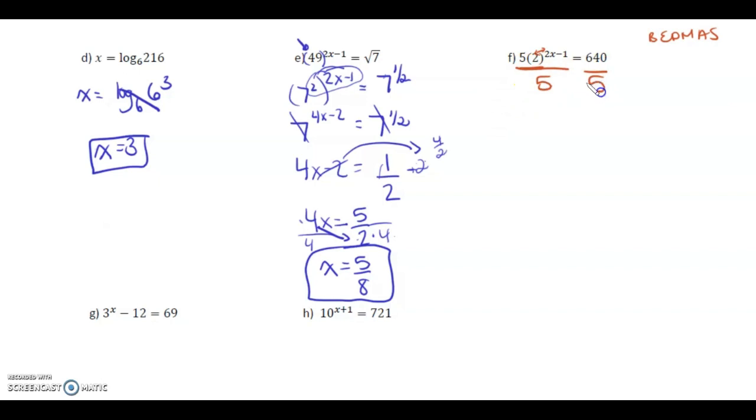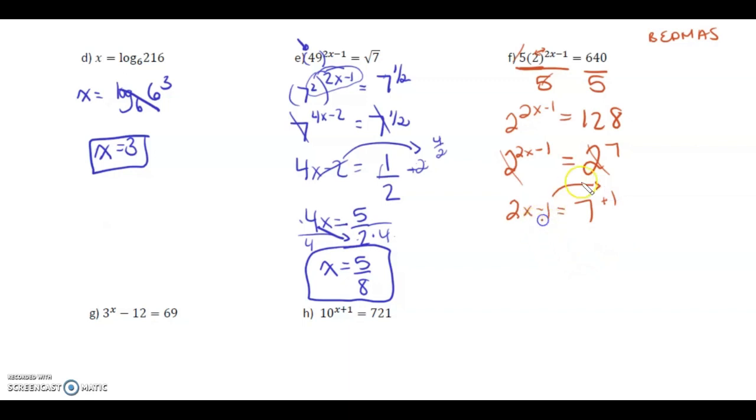So instead, I'm going to get that 5 out of there. I'm going to divide both sides by 5. So we're going to do 640 divided by 5. I get 128. Okay, so I'm going to rewrite 2 to the 2x minus 1. And we can rewrite 128 as 2 to the 7. Okay, because we have the same bases, we can drop the bases, and we get 2x minus 1 equals 7.